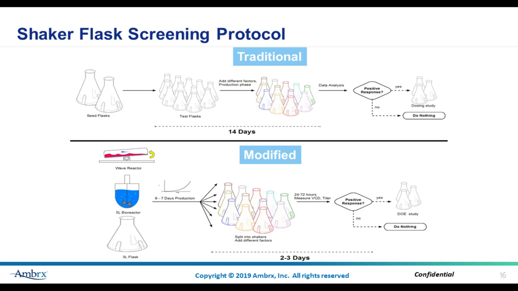Those dose response titration studies are very time and labor consuming, so you can modify your shake flask screening protocol. Instead of taking 14 days of a full production time, you can initiate the production stage in a larger vessel for 6 or 7 days, and then split into shake flasks with different conditions or factors. After 24 to 72 hours, measure VC and titer. If there's no positive response, do nothing. If there's a positive response, move forward to a DOE study.